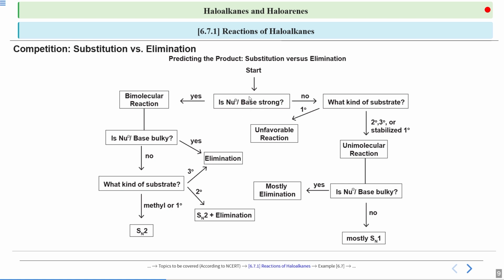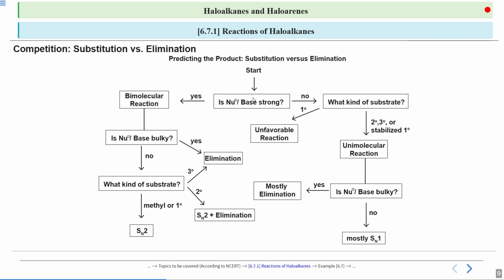So the first step is: is the nucleophile or the base strong? If yes, that means the nucleophile or the base is a strong base, it has more tendency to donate its electrons, then it will go with the bimolecular reaction. So the reaction will happen and it will be a bimolecular reaction. Bimolecular reaction means the reaction is happening where there is interaction or collision between the reactants.